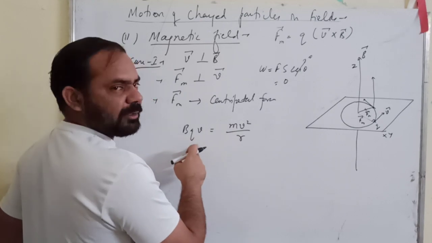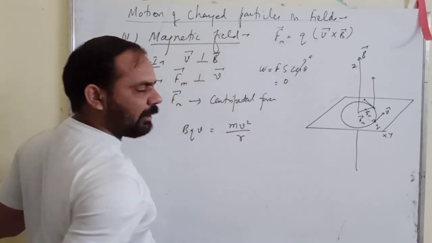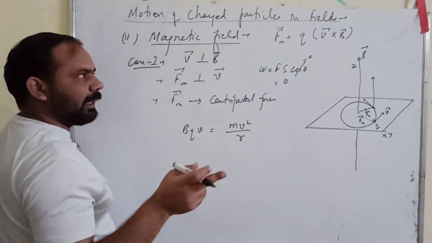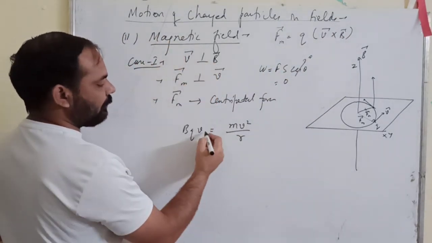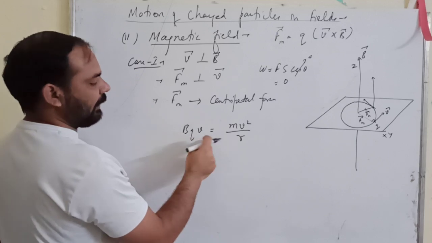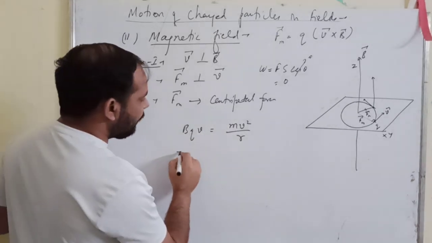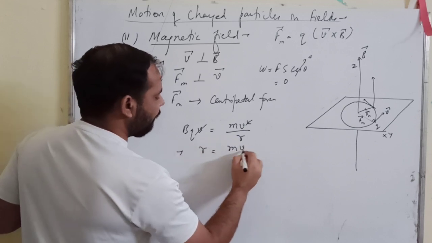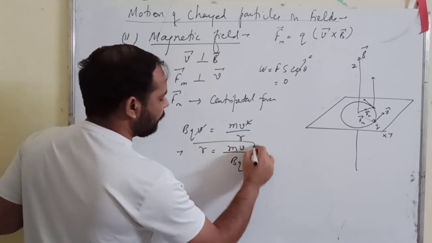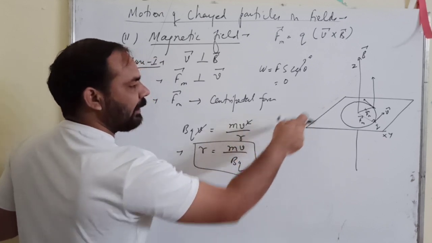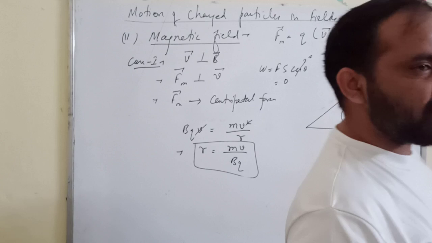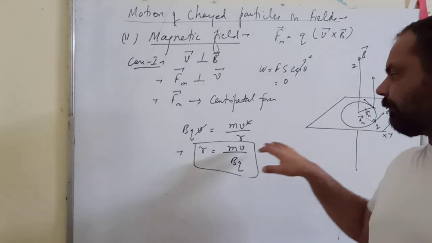And who's providing that centripetal force? It is BQV. What was the angle between the v vector and the B vector? It was 90, so sin 90 will be 1, so we are taking BQV. So it means that one V cancels. How much is R? R equals mv upon BQ. What is R? R is the radius of the circular path.